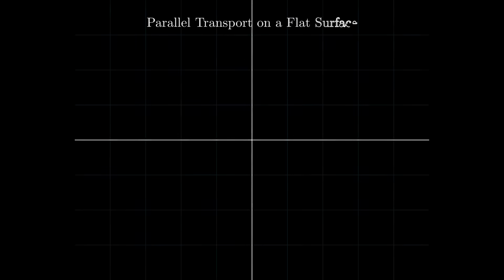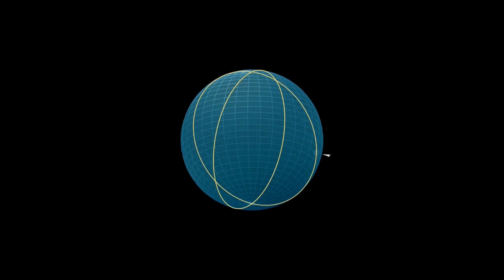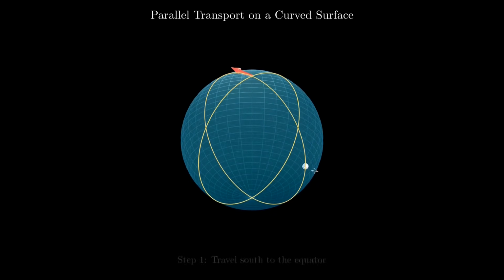On a flat surface, when we transport a vector around a closed loop, something simple happens. The vector slides smoothly, keeping its direction fixed. When it returns to the starting point, it is exactly as it left, unchanged, unrotated. This is what we expect from parallel transport in flat space. But now, consider a curved surface. A sphere. We place a tangent vector at the north pole pointing south toward the equator.